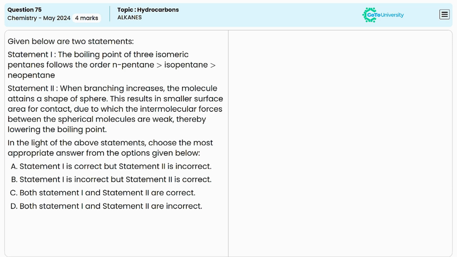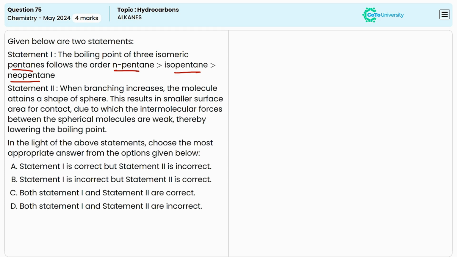In this question, two different statements are given regarding the boiling points of three isomeric pentanes. They are n-pentane, isopentane and neopentane. We have to choose the correct option based on the given two statements.